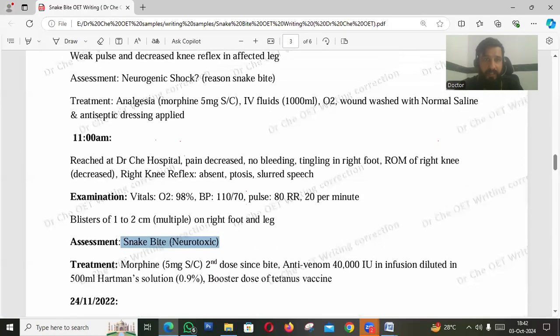The question mark was when the patient came at the start, even not came when the patient was rescued by air ambulance. At that time the patient was in neurogenic shock, okay? But when the patient came to the hospital, this is the final diagnosis that they have made. So there is no question mark here. This is the final diagnosis.